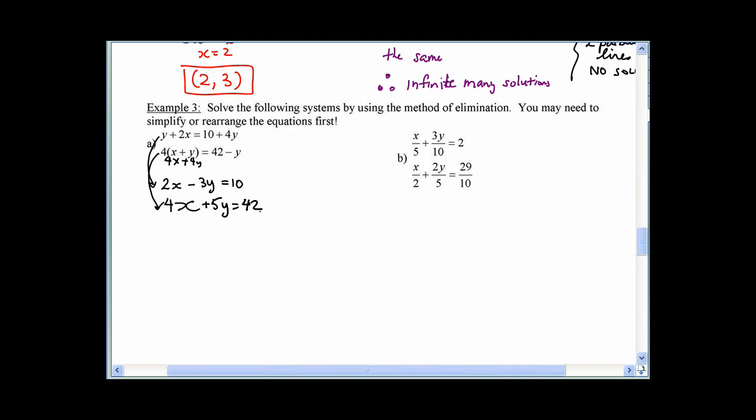Alright, once again, the coefficients are not the same. You have to decide what you want to do. I will multiply the first one by 2 to make it 4x minus 6y equals 20. Keep the second equation as is: 4x plus 5y equals 42. Now you have to add or subtract. I think we should subtract, since we have 4x both on top and bottom.